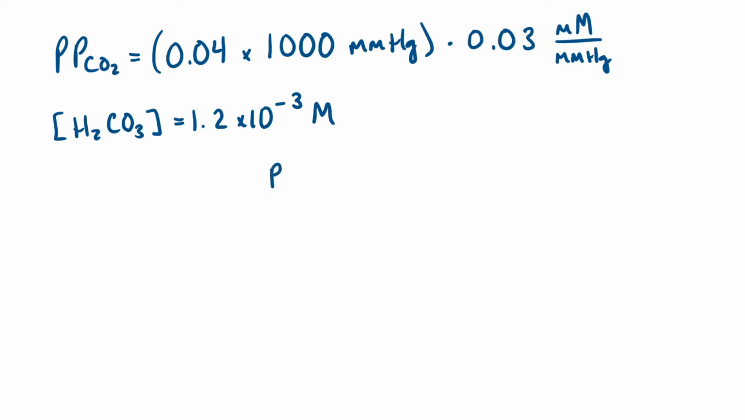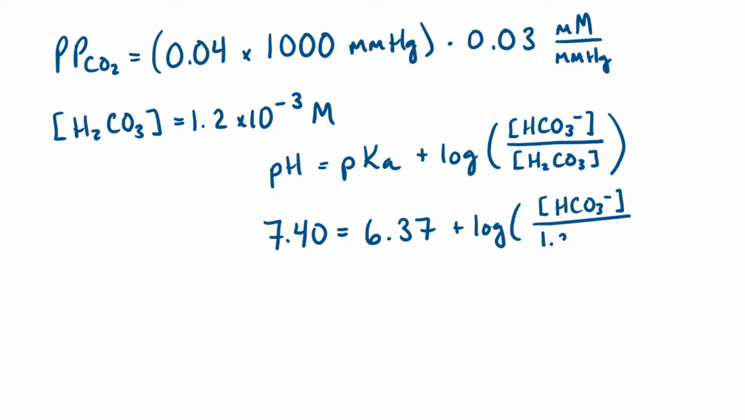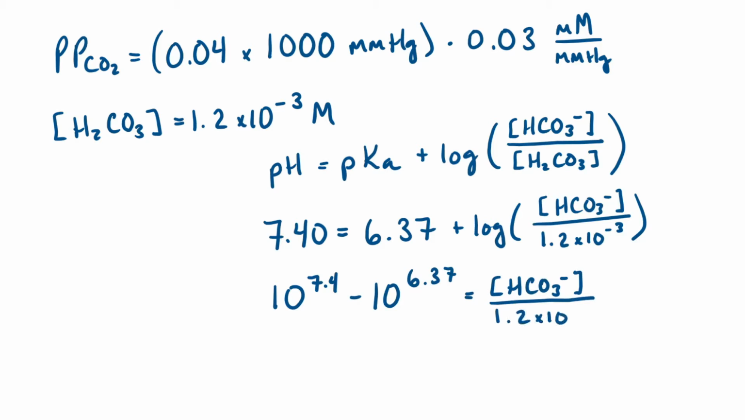And according to the Henderson-Hasselbalch equation, to get a pH of 7.40, we just need to find the pKa of carbonic acid plus the logarithm of the bicarbonate divided by the concentration of the carbonic acid, or 1.2 times 10 to the negative 3. And so for that relation to hold, we find that the bicarbonate concentration has to be 1.286 times 10 to the negative 2 molar.